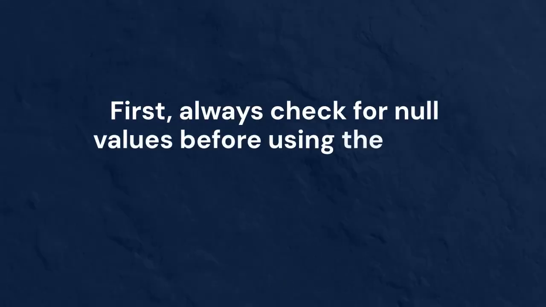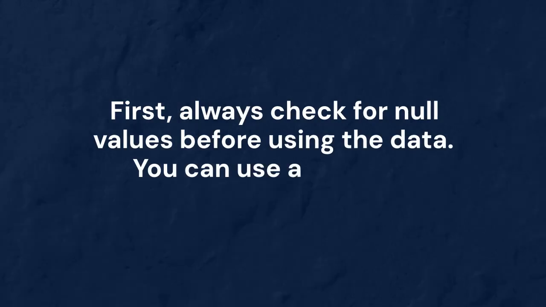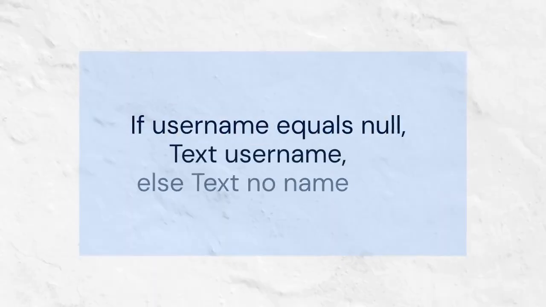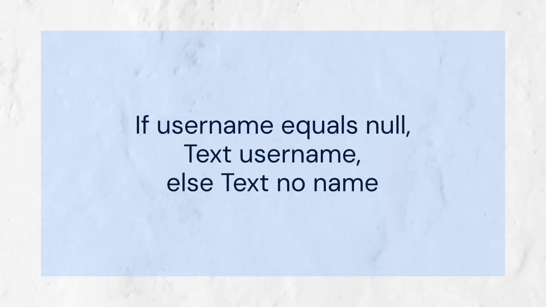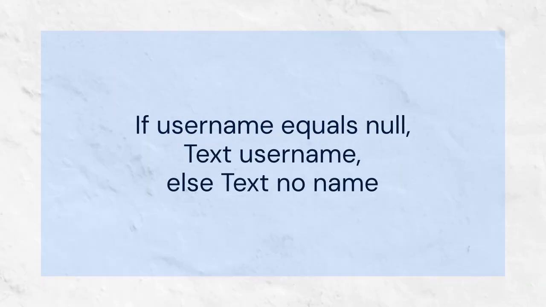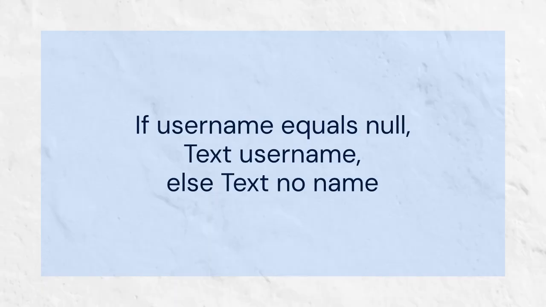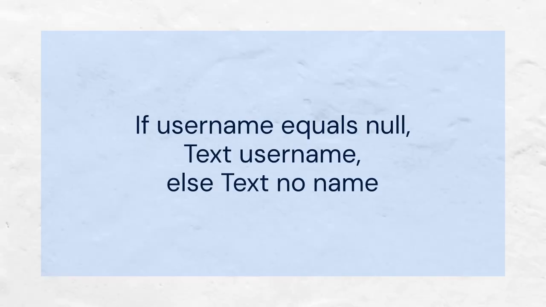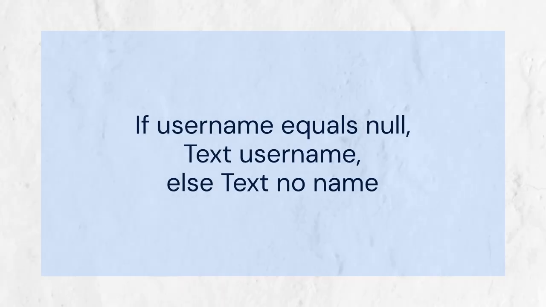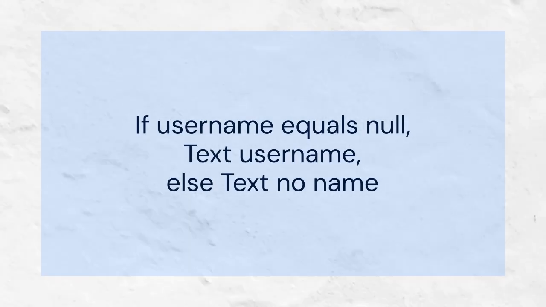Now, how do we solve this? First, always check for null values before using the data. You can use a simple if statement. Something like, if username equals null, text username, else text no name. This checks if username is null. If it's not, you display it. If it is null, you display a default message.